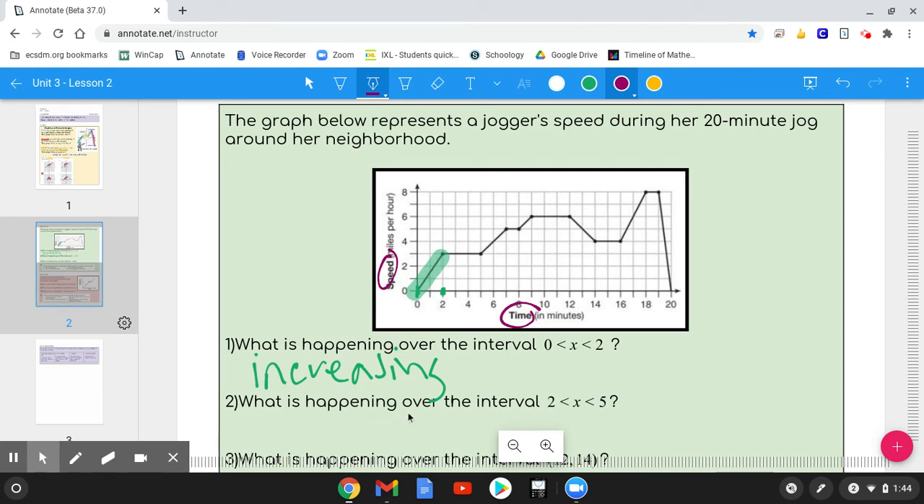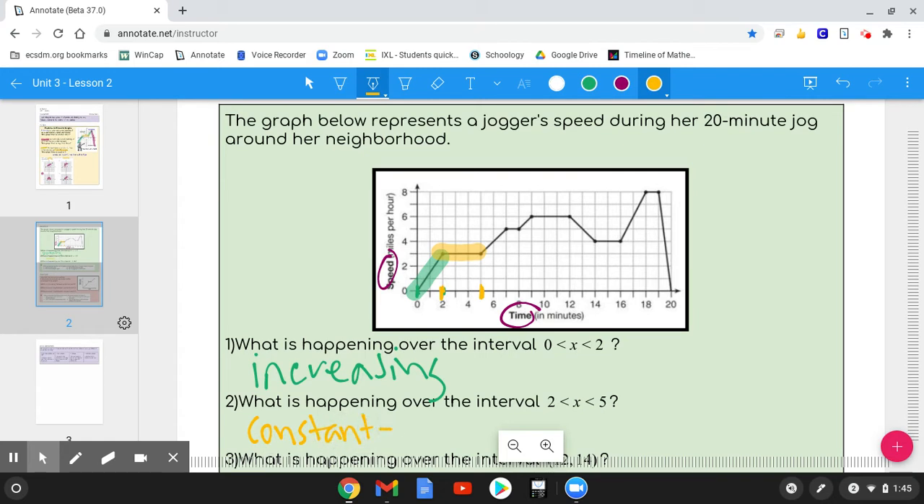What is happening over the interval 2 to 5? So I'll look at my x values between 2 and 5. And let's highlight what the graph is doing there. What is the graph doing? Notice it's a flat line. It's a straight flat line right across. It's horizontal. It is constant.